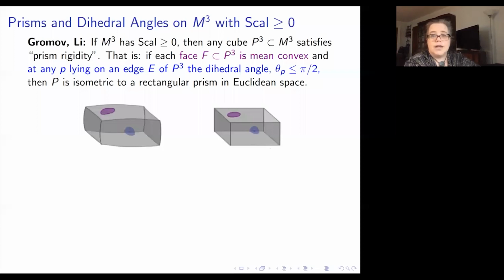If M^3 has scalar curvature non-negative, then any cube P^3 in M^3 satisfies prism rigidity. That is, if each face is mean convex, so here I have mean convex faces, and at any p lying on the edge, the dihedral angle is greater than or equal to pi over 2, then P is isometric to a rectangular prism in Euclidean space. So you can't have this kind of bowing out that I've drawn here with scalar non-negative inside. It just instantly becomes absolutely flat.